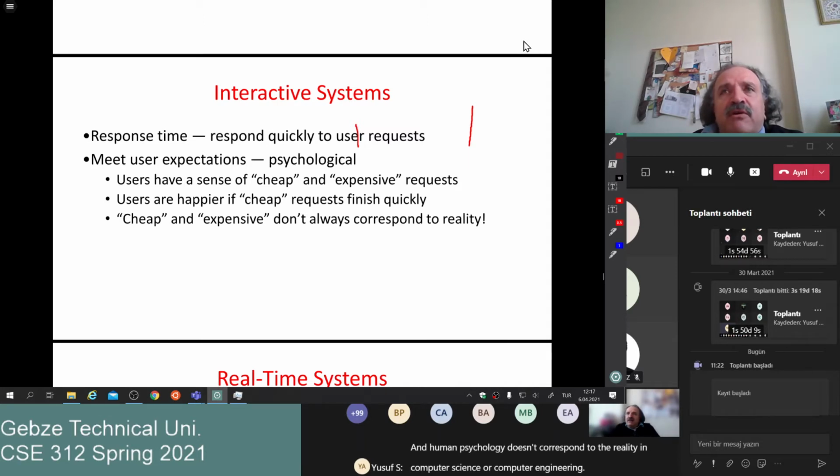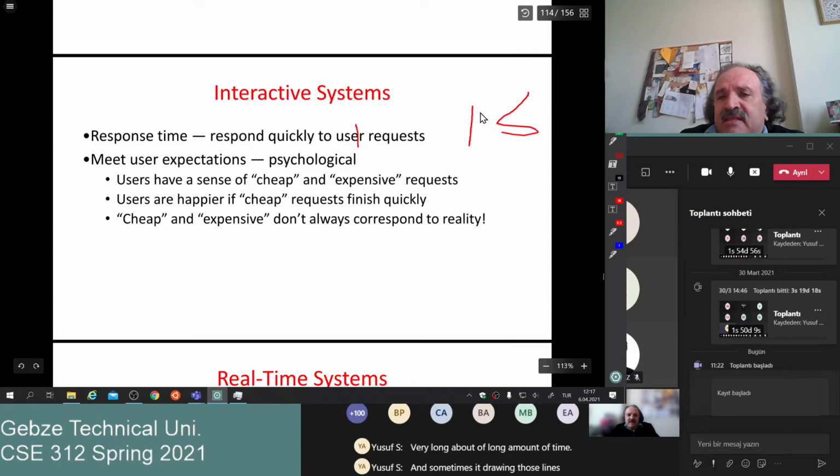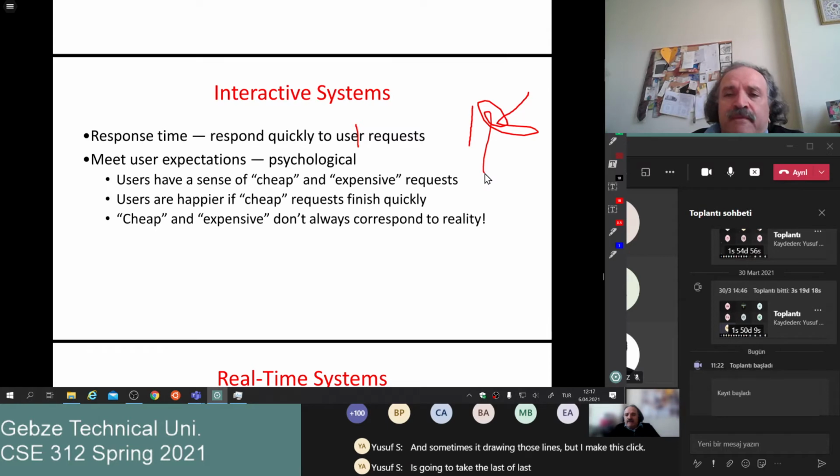When I click the OK button, sometimes the processes that I do with the OK button are so much, it's going to take a long amount of time. And sometimes drawing those lines when I make this click is going to take lots of processing, and it's going to be expensive really. So we have to be careful about this psychological factor when we are dealing with interactive systems.